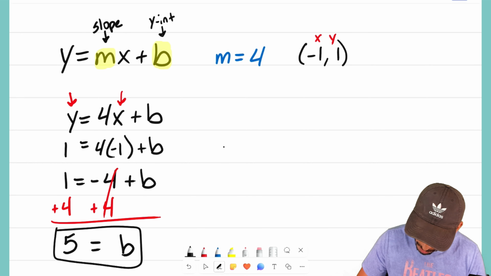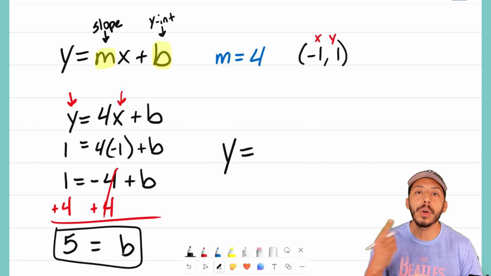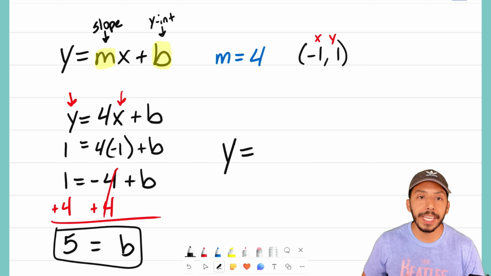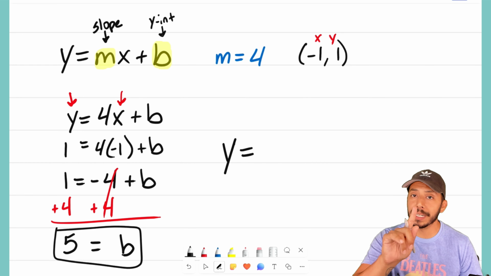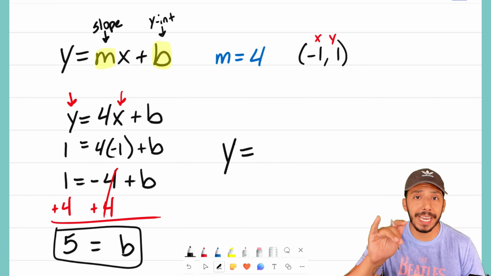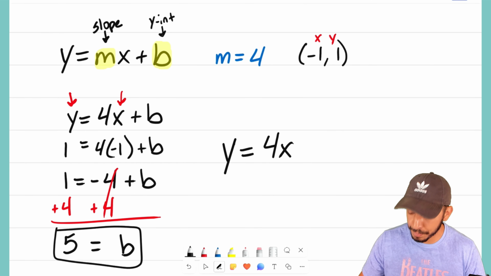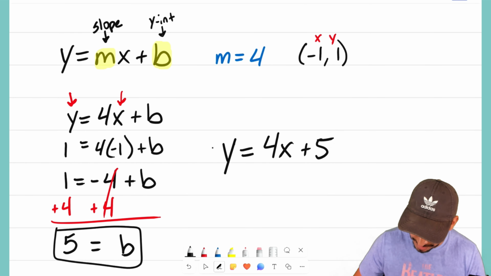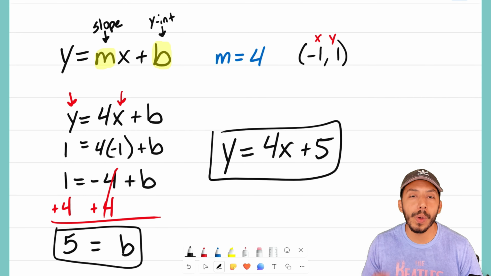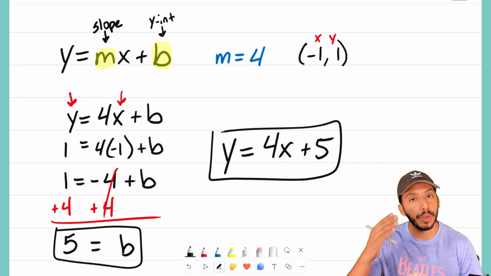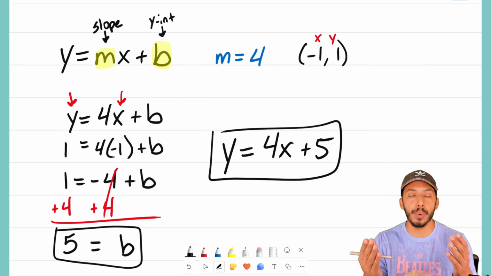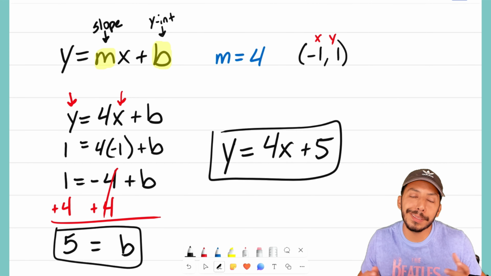We're not done yet, because now we just need to write it all into one equation. y equals mx plus b, but not with the m and the b. Instead, we know that m equals 4, and we know that b equals 5. This is how you find the equation of a line when you know the slope and you know 1 point. We just have to substitute it in and do a little algebra.